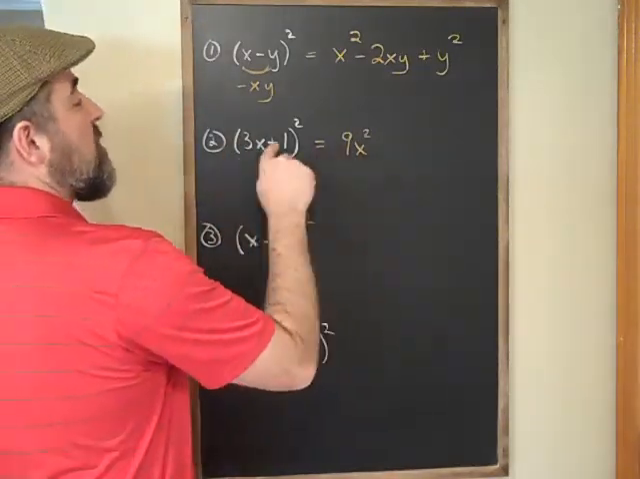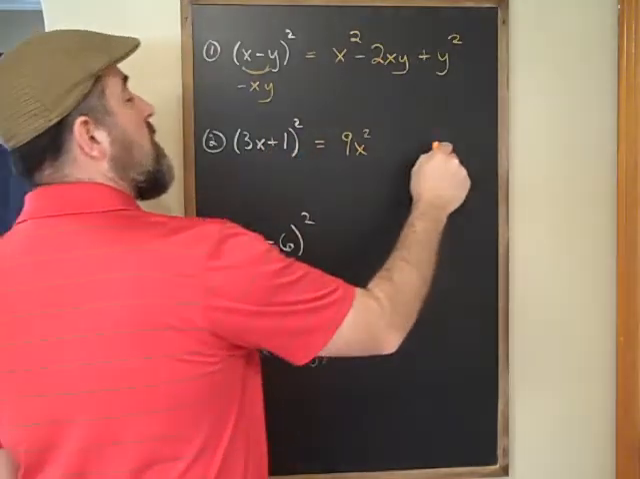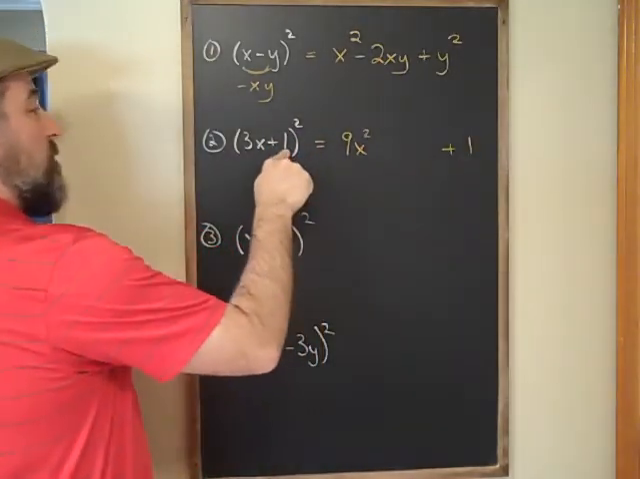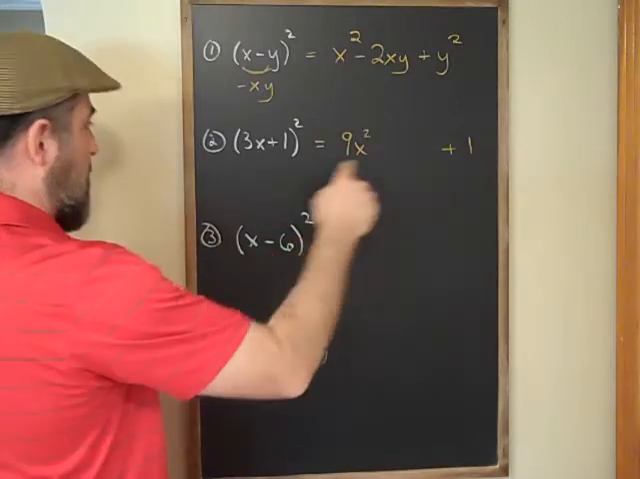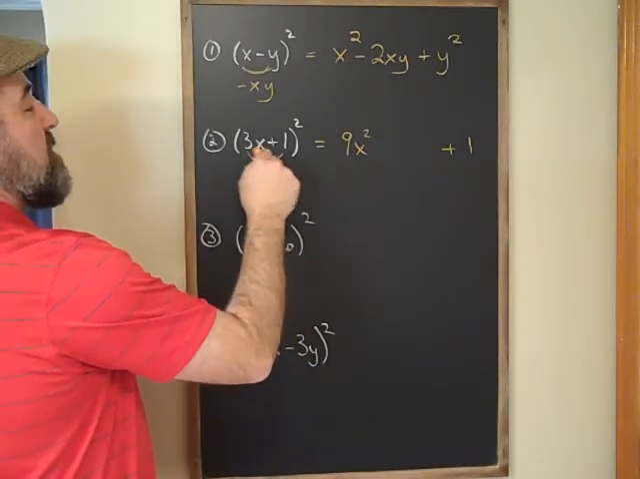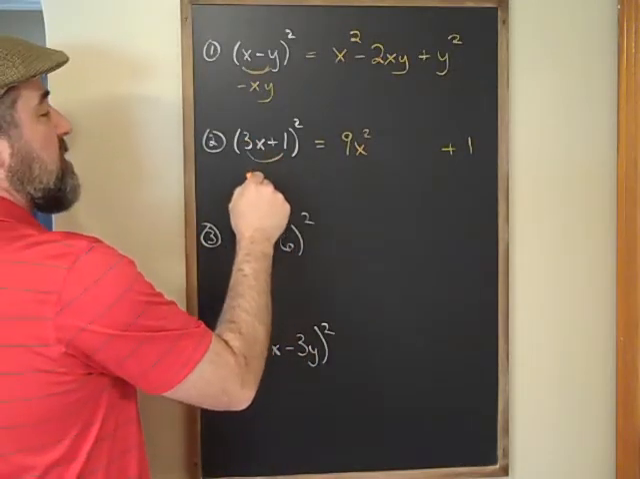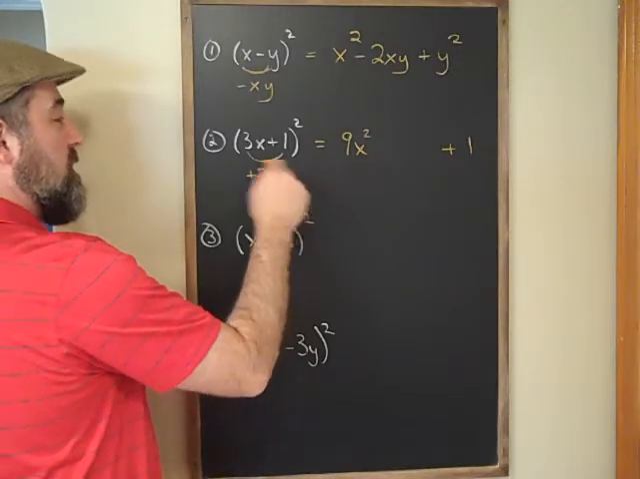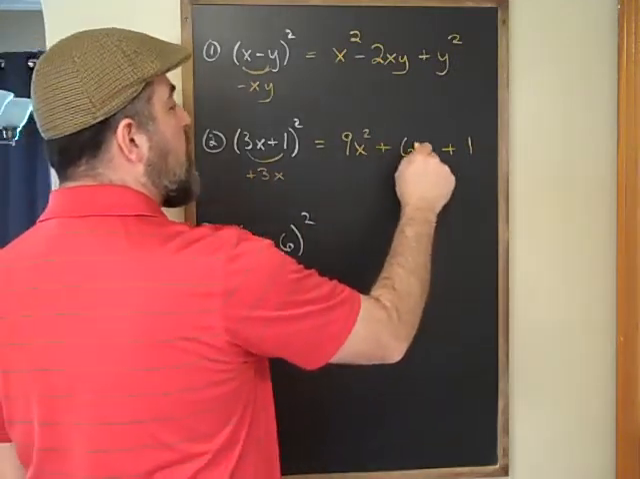So we square the first, let's square the last. Square 1, we get 1. So we have plus 1. Multiply these two. 1 times 3x is positive 3x. Double positive 3x, we'll have plus 6x.